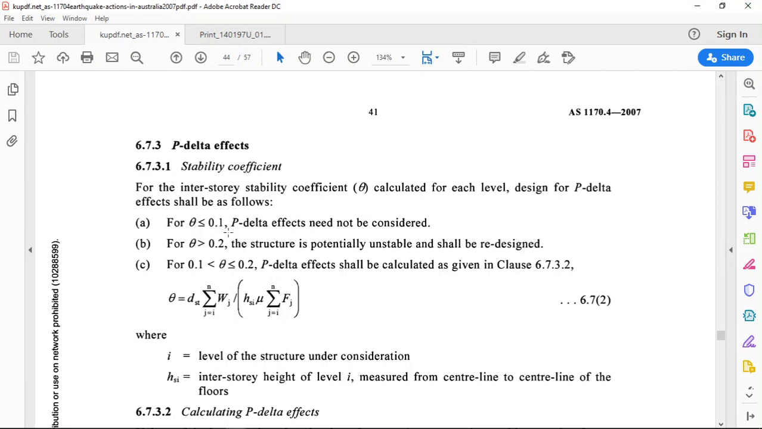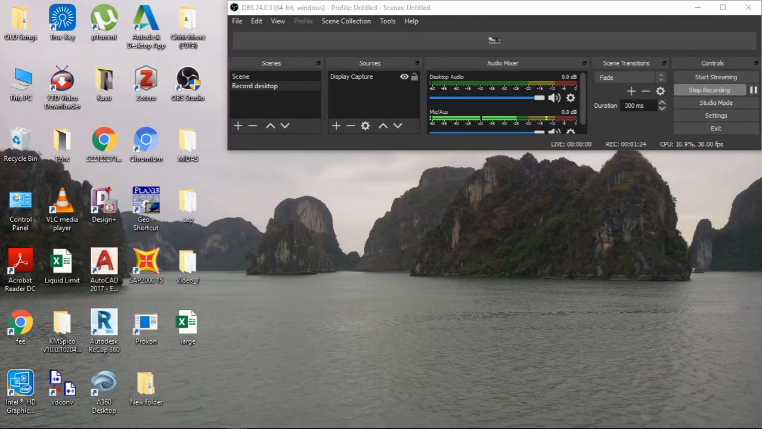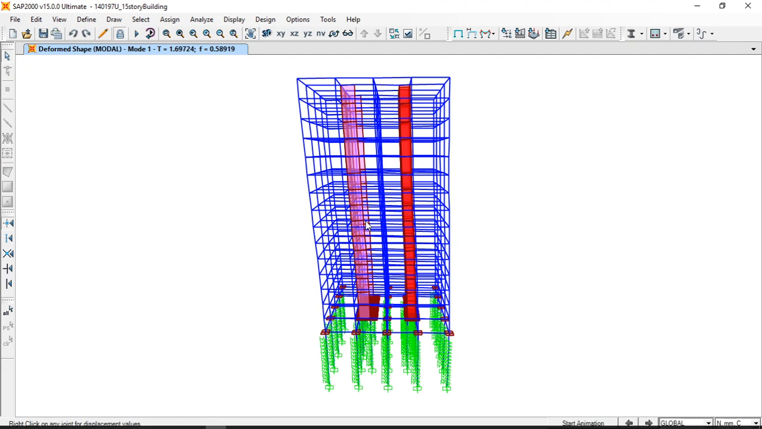So let's see how to get this from the SAP model. Unfortunately, unlike in MIDAS Gen, SAP2000 does not provide such tables for PDelta effects and story drift. So you have to manually calculate these values.